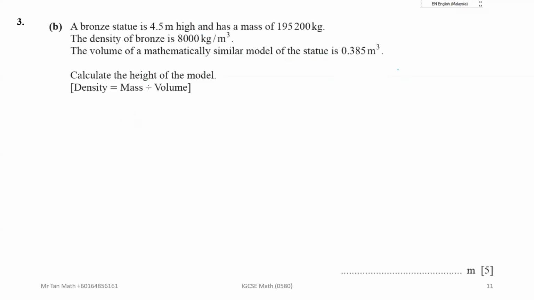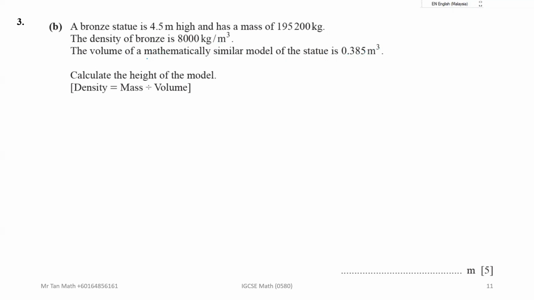Okay. 3B, a bronze statue is 4.5 meters high and has a mass of 195,200 kg. The density of bronze is 8,000 kg per meter cube. The volume of the mathematically similar model of the statue is 0.385 meter cube.